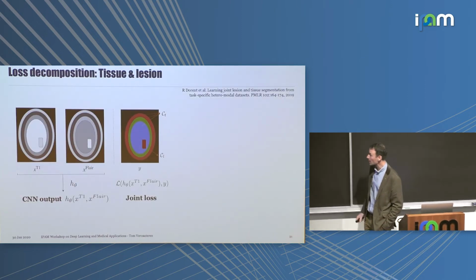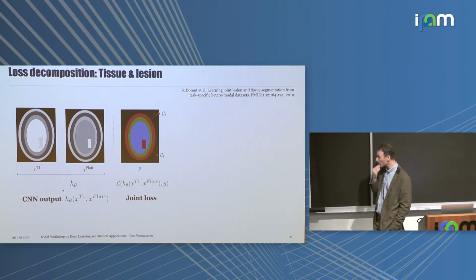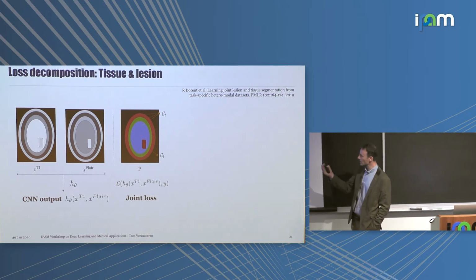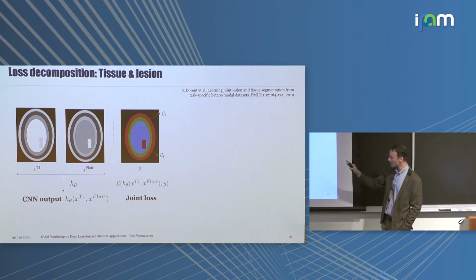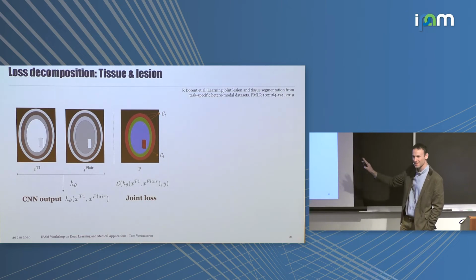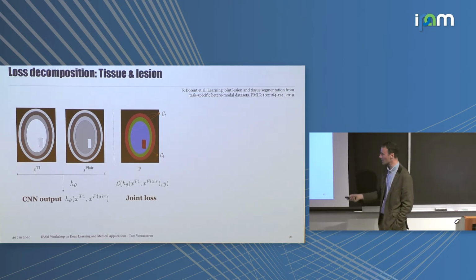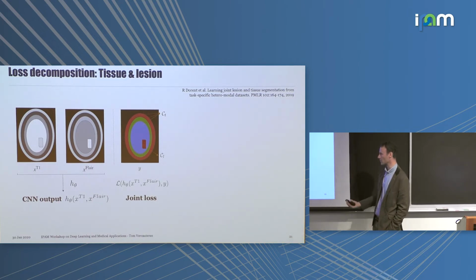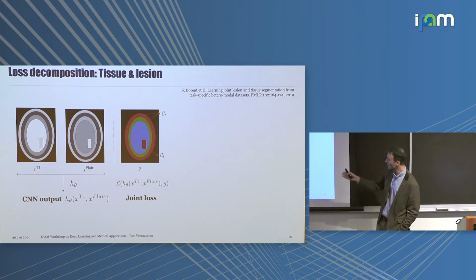Anyway, how do we approach that problem? For the sake of clarity, we're dealing with two modalities here. It makes all the drawings and the notations easier. So let's say we have a T1 and a FLAIR. We want to feed that into a convolutional neural network and get at the output a segmentation of both tissues and brain structures. The cartoon here represents this.